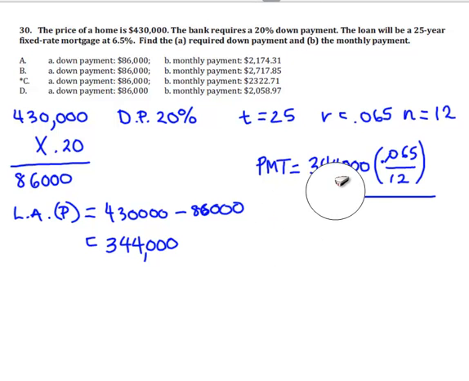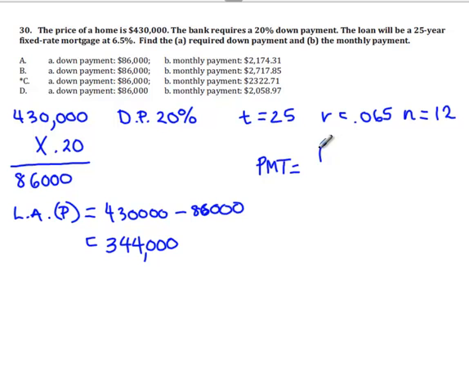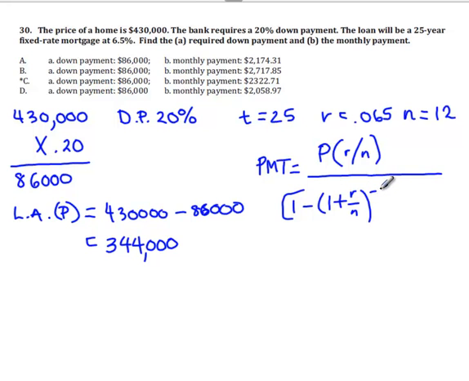so let's write this formula down. So our formula we're going to use is the payment formula, and that's going to be the amount borrowed times R divided by N. Once you get that, you'll divide it by 1 minus 1 plus R over N to the negative N times T. So we have all of the values we need in order to do this. We've got 344,000.